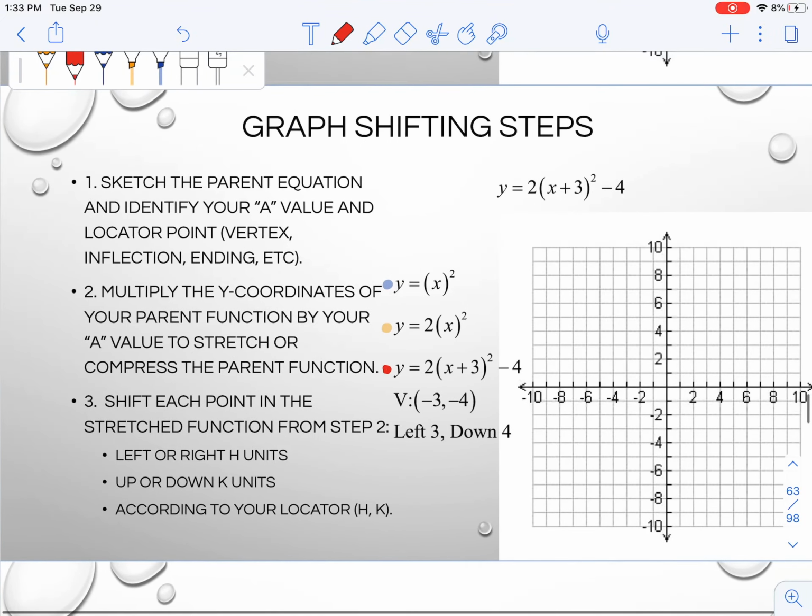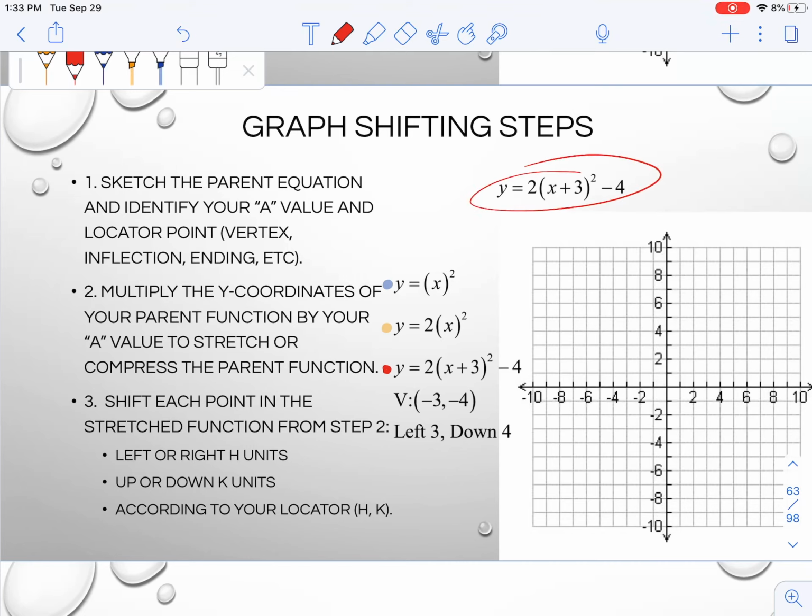And in my second example, we're going to graph y equals 2 times the quantity x plus 3 squared minus 4. Remember, inside is opposite, so x plus 3 equals 0 gives us x equals negative 3. So this shift is going to be left 3 and down 4. I have an a value of 2, which means it's going to stretch it vertically by a factor of 2.